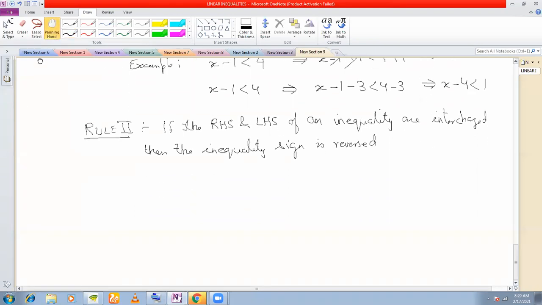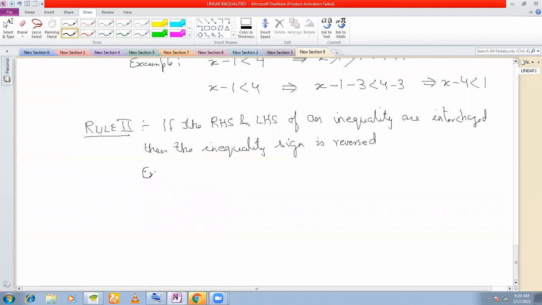So what does this mean? Suppose I have x less than or equal to 4. You see that x is there on the left hand side and 4 is there on the right hand side. If I want to interchange the two, that is, I want RHS to come on the LHS and LHS to come on the RHS, that means I want 4 here and I want x here. So what will be the sign in between? I have a less than or equal to sign. I will change this to greater than or equal to. So this is the second rule.